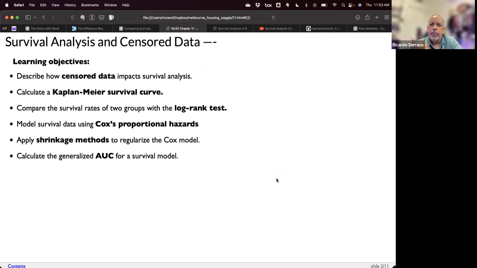Then we will talk a little bit about the shrinkage methods to regularize the Cox model, because since it's a regression, remember when we talked about the multicollinearity issue, sometimes some of those covariates or predictors are going to be related to one another. One of the things we can do to ameliorate that impact is shrinkage. You remember the lasso, the ridge, elastic net, all those methods could also be modified for the Cox model. And then the last is the generalized AUC, area under the curve, for a survival model to see how accurate our model is.